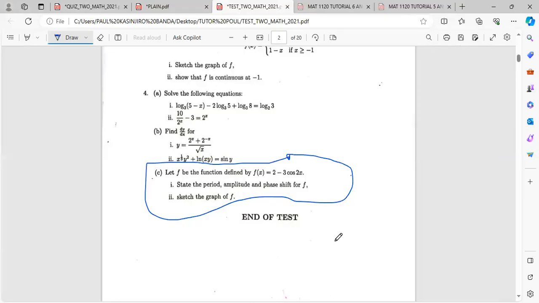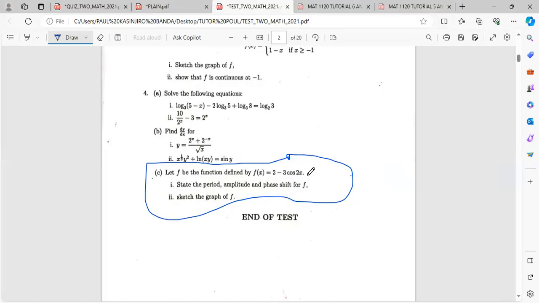Okay, so this is a similar question here. They're saying let f be the function f of x is equal to 2 minus 3 cos 2x. So we said the first thing there is to find the what? The period, you find the amplitude, you find the phase shift, and then you find your vertical shift. Then you can sketch. So that is question 4C that we are doing.